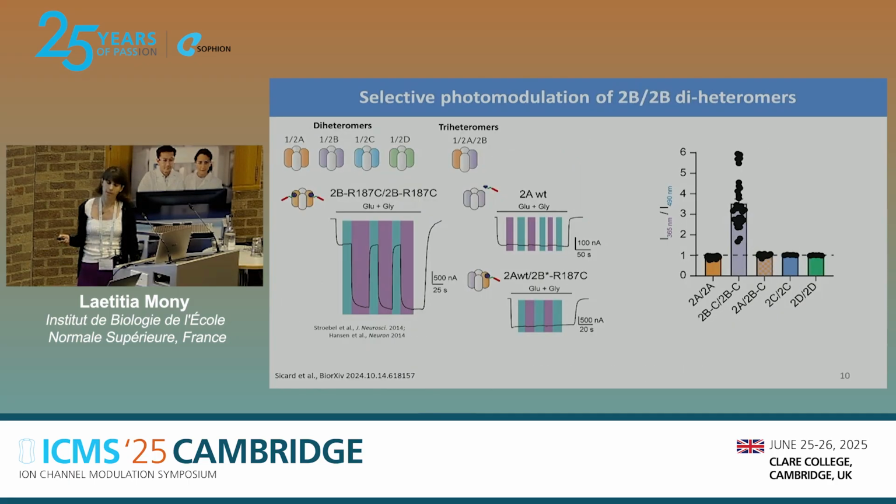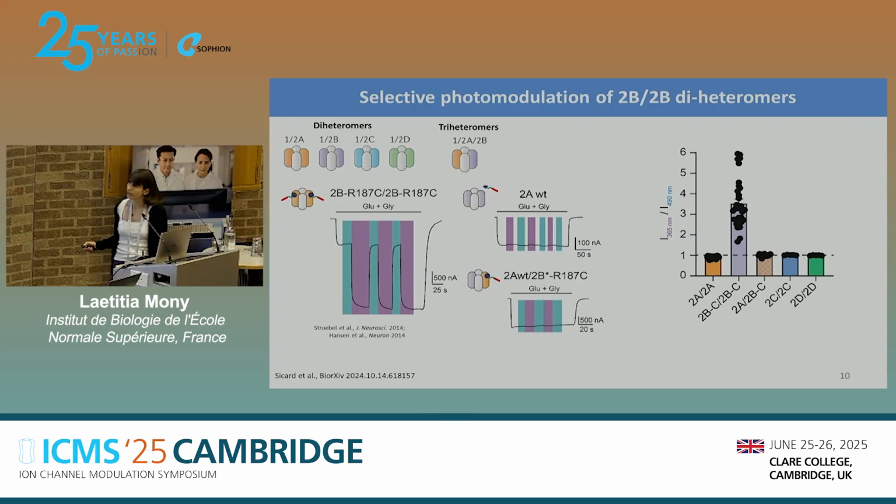So what is the selectivity of the Opto2B tool? We tested the effect of MASP labeling on the different NMDA receptor subtypes. So this is what I showed you before. On the GluN1-GluN2B diheteromers containing the cysteine mutation, we have a strong photomodulation of the currents, but almost no effect on wild-type GluN1-GluN2A receptors, and similarly no effect on 2C and 2D NMDA receptors.